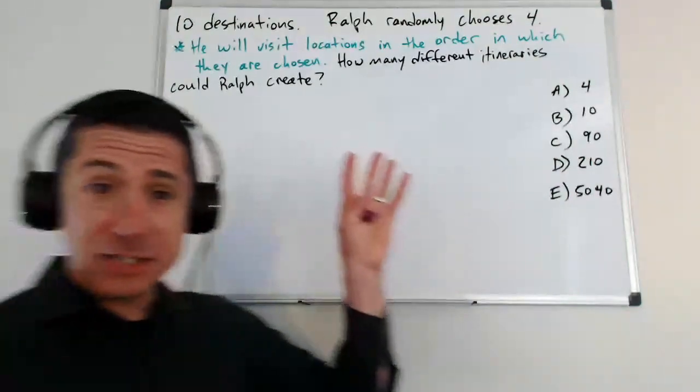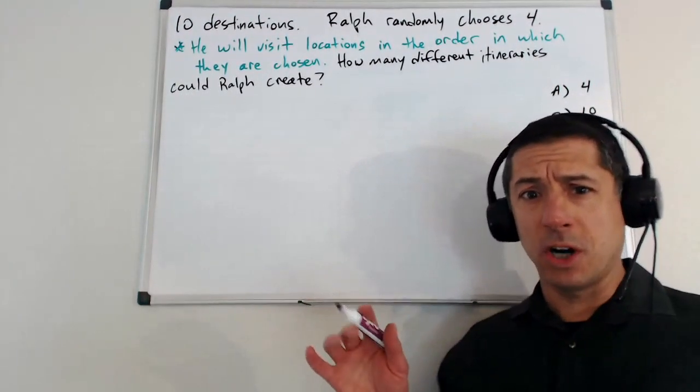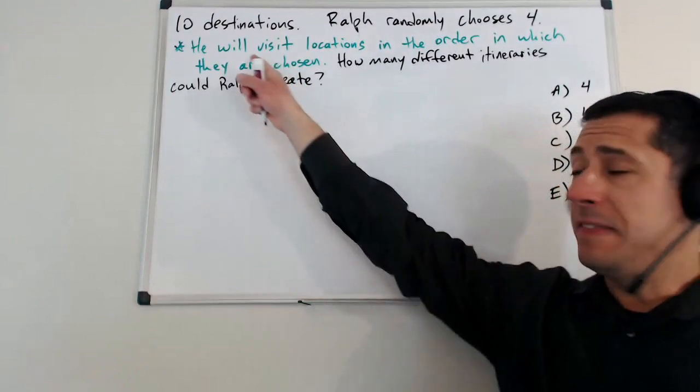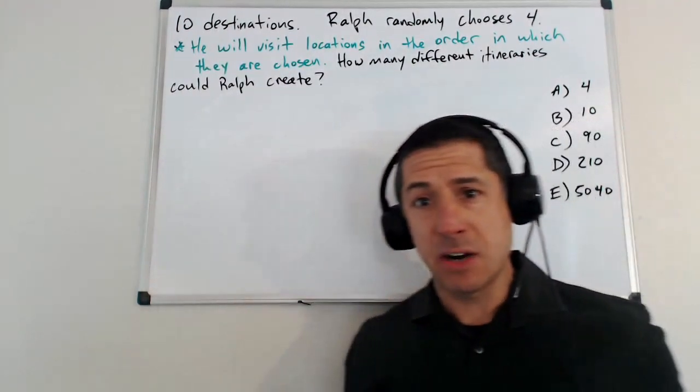So we've got 10 destinations on Balzania Airlines. Some guy named Ralph is going to randomly choose four. And then this next sentence that I wrote up here in green is the most important thing. He will visit the locations in the order in which they are chosen. And we want to know how many different itineraries he can create.